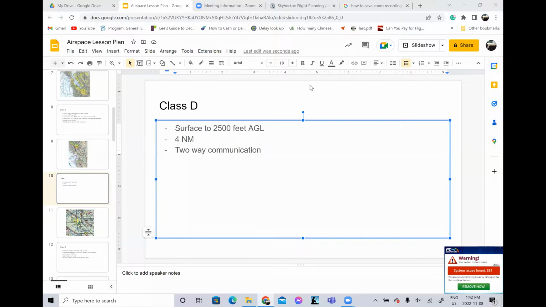The next controlled airspace we're going to talk about is class Delta. It's usually found at smaller airports with a control tower. It starts from the surface and goes up to 2,500 feet AGL, and it has a radius of 4 nautical miles. In order to enter the class Delta, you just need to establish two-way communication. You don't need a transponder.